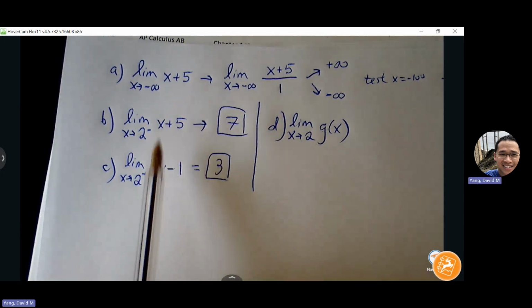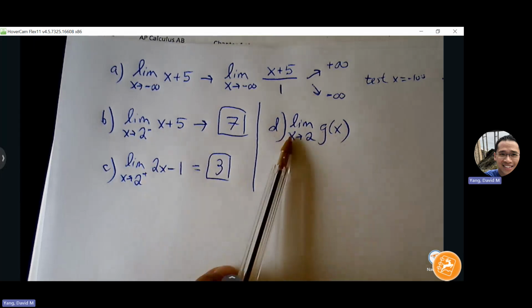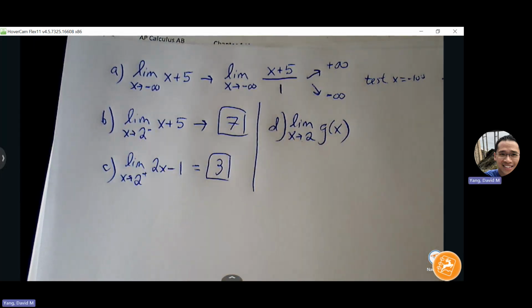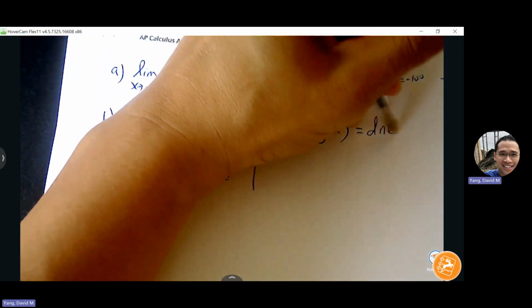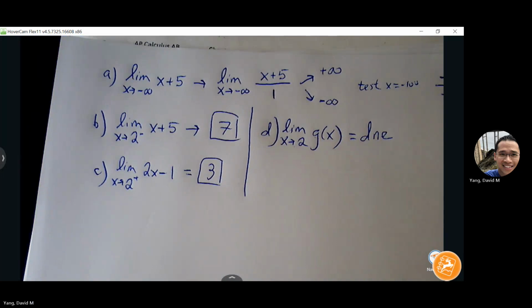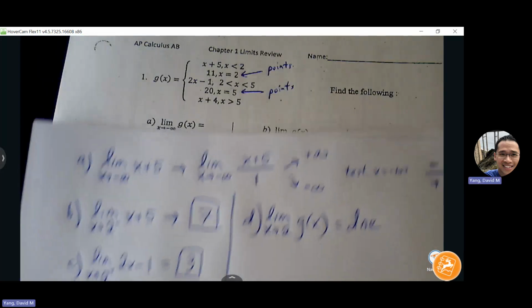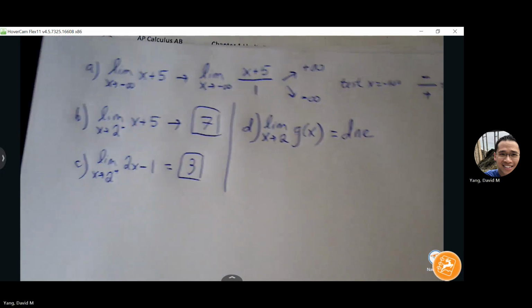Good. So you see how B and C support D here? Approaching 2 from the left is going towards 7. Approaching 2 from the right is approaching 3. So there's a disconnect, a jump discontinuity. Therefore the limit does not exist. You don't have to explain, you just have to say it doesn't exist.